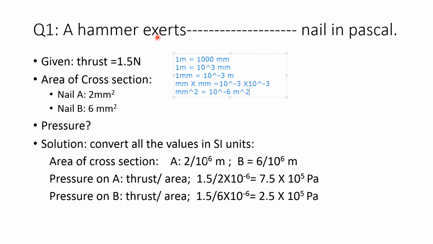So now to convert the area 2 millimeter square into meter square, we have to multiply it with 10 raised to power minus 6, and to convert the area 6 millimeter square into meter square, it equals 6 into 10 raised to power minus 6 meter square. So this is the area of cross section of A, and this is the area of cross section of B. Now pressure's formula is thrust upon area. So thrust is already given, 1.5 Newton.